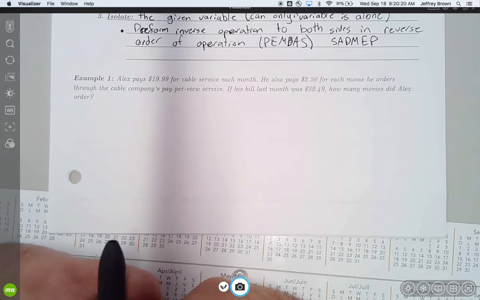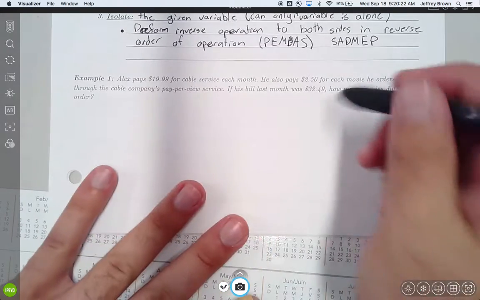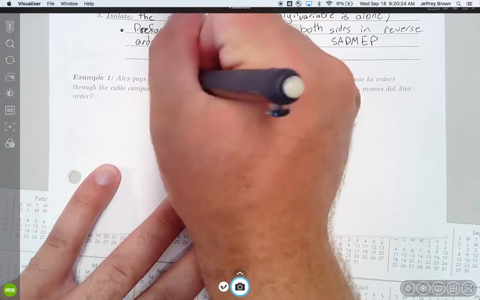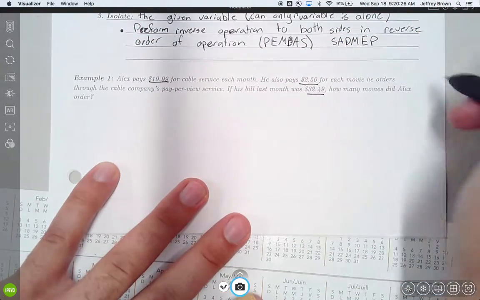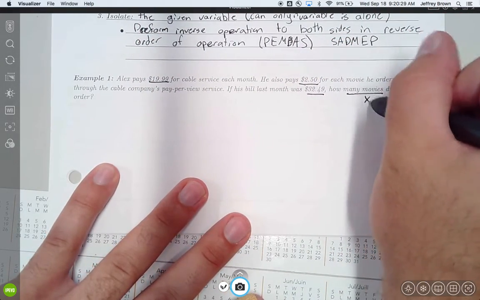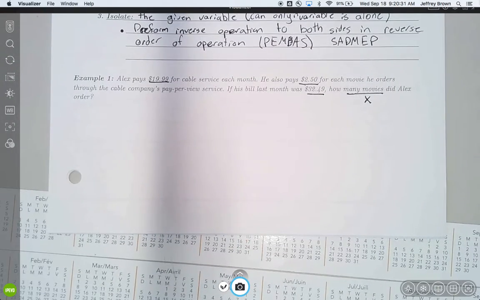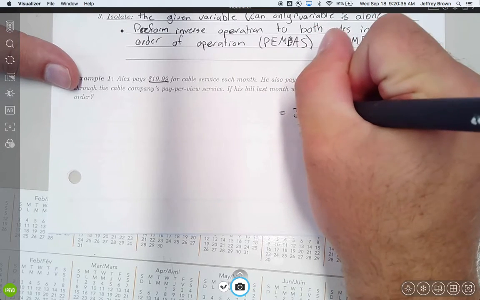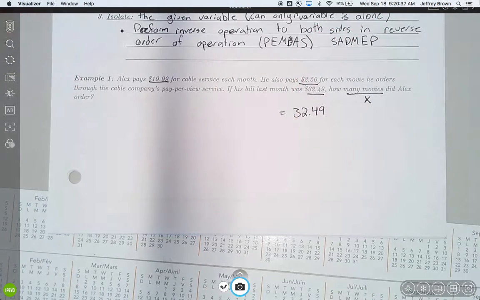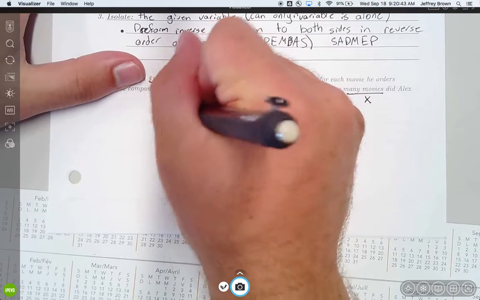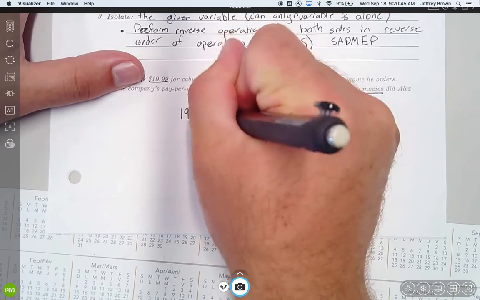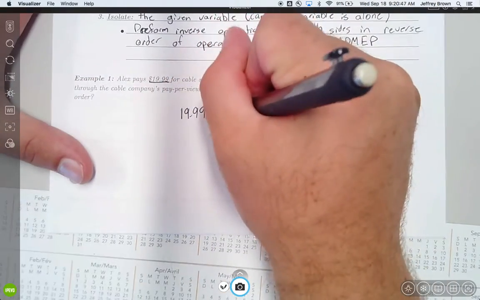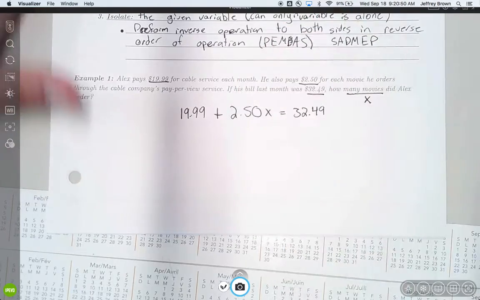So what I'm looking at here is I have three numbers. There are three dollar amounts that I'm going to be working with. I am trying to find how many movies Alex has ordered. That is going to be my x. So I have a total here, so I'm going to set my equation equal to that, my $32.49. And I know that total is made up of two things, the amount for the cable service as well as the additional cost for each movie. So I'm going to cable service, that's my $19.99. I'm going to add to that my cost per movie, which is $2.50, times the number of movies I have, which is x.